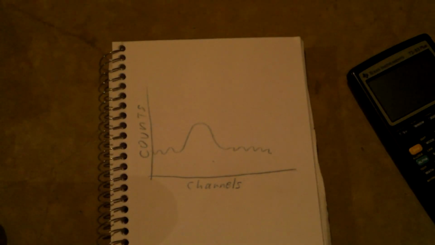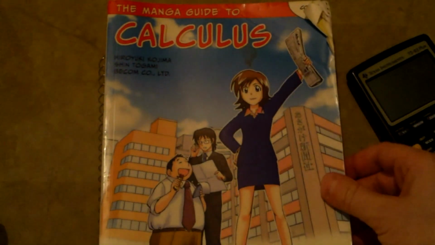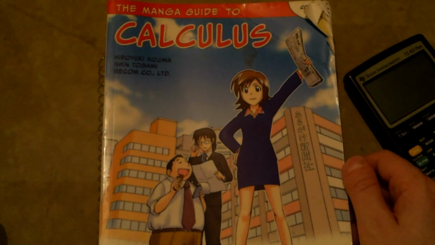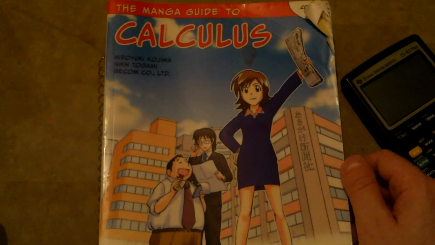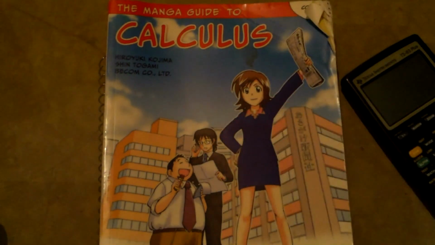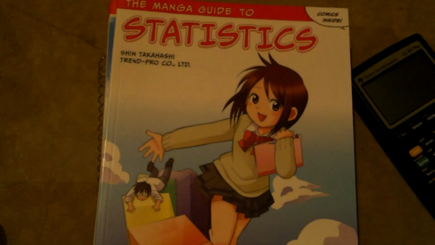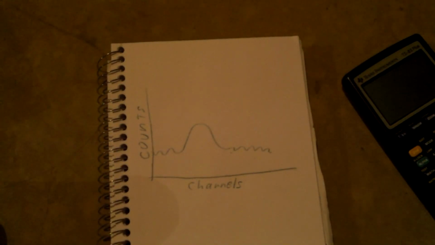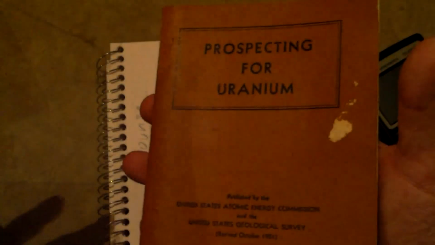Also, of course, I keep myself refreshed with my manga. Yeah, I know it's pronounced differently, so excuse me, but I like calling it manga. It sounds better to me. I don't care if it's right or wrong. My Manga Guide to Calculus, Manga Guide to Statistics, and this Linear Algebra one too. I recommend those because they're awesome, super fun too. And of course I keep myself excited and spurred on with books like this 1951 Prospecting for Uranium book from the United States Department of Atomic Energy. Yay! For like $3 on eBay.